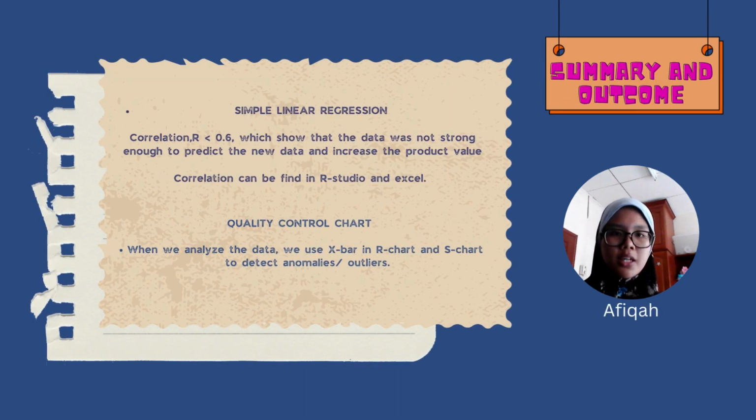As a summary and the final outcome, for simple linear regression, the correlation R is less than 0.6, which shows that the data was not strong enough to predict new data and increase the product value. The correlation can be found in RStudio and Excel. Quality control chart. When we analyze the data, we use X-bar and R chart and S chart to detect anomalies and the outliers. That's all.